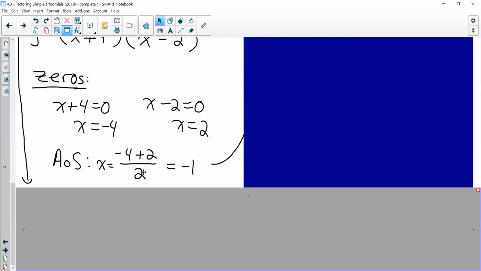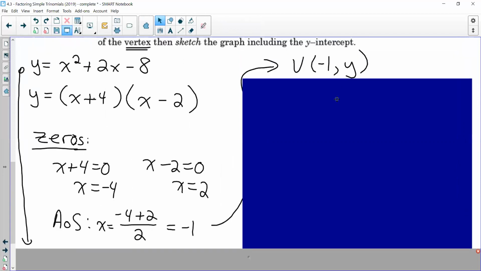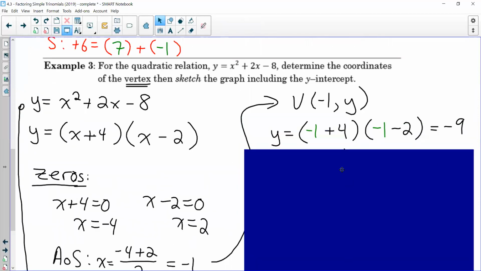So averaging those two gives us the x-coordinate of the axis of symmetry, or sorry, the x value for the vertex, which is our axis of symmetry. And to find the vertex, we need to find the y value. How do we do that? Well, we have a relation given to us. We can simply plug in the x value.